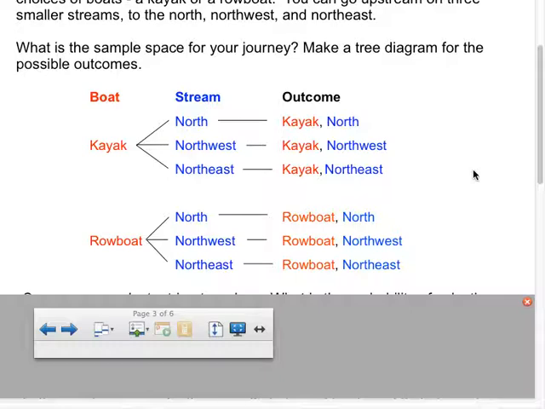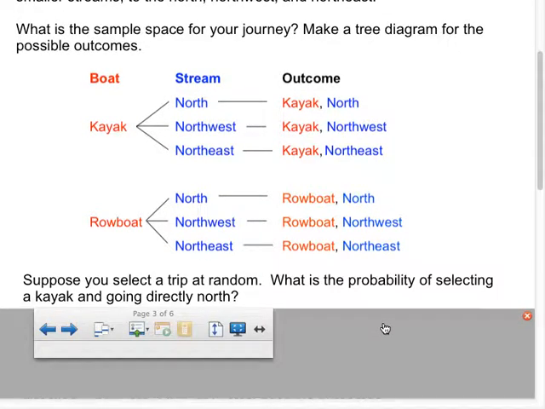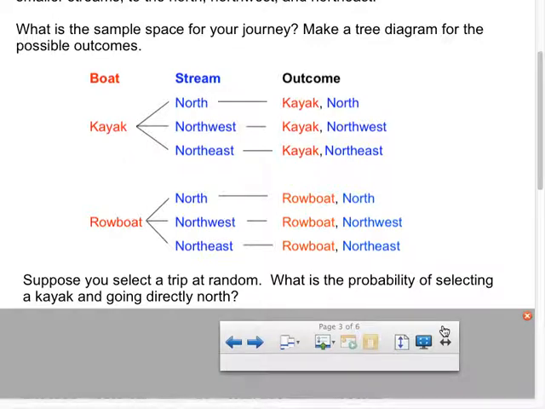Okay. So moving along. The question says, suppose you select a trip at random. What is the probability of selecting a kayak going directly north? What's the probability of selecting a kayak going directly north? Adipoju? 1/6. There's 6 different total possible outcomes. There's only one that's a kayak going north, so 1/6. Any questions? Yep.